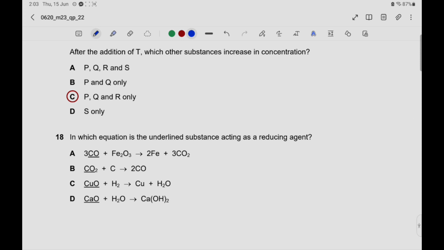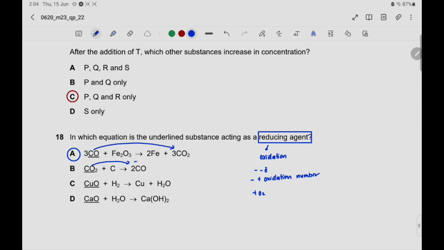You can see reducing agent. Every time you see the word reducing agent, you are reducing the others, which means that you step on others. When you step on others, you must undergo oxidation yourself. So oxidation is lose electron, gain oxidation number, which is your charge, and gain oxygen. This is very simple. CO turns into CO2, they gain, right? Answer is A. Because this one they lose, right?